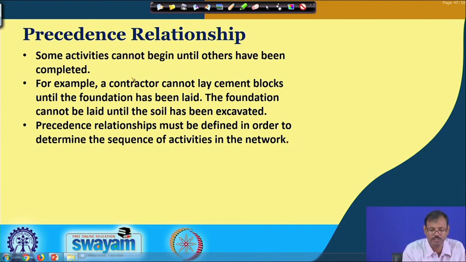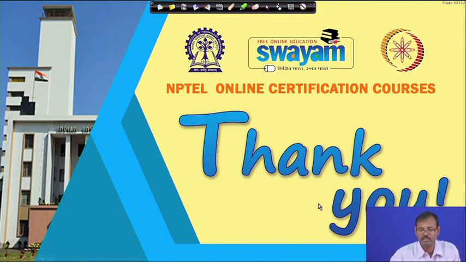So, precedence activities are essential. Unless and until the precedence activity is completed, the successor activity cannot be started. So, that is why these are the essential requirement, and that must be properly followed while the network analysis is being carried out.